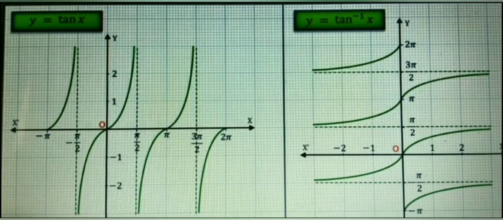Similarly, you'll find the graph of tan x and the tan inverse function. On the left hand side, y is equal to tan x. On the right hand side, y is equal to tan inverse x. In the same way, for y is equal to tan x, the domain is restricted from -pi/2 to pi/2.